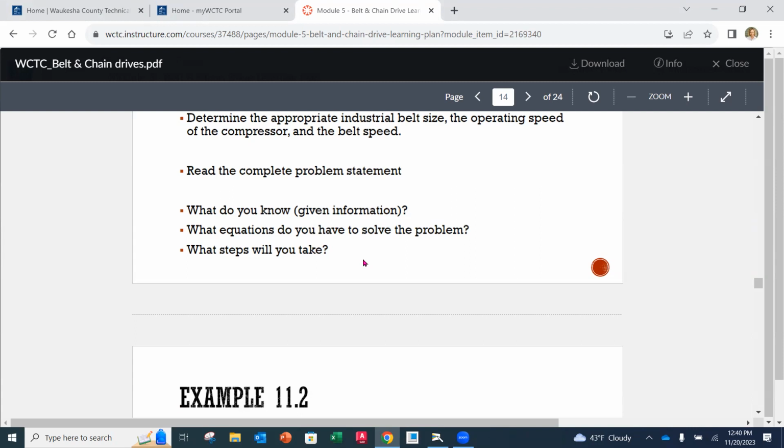And then also try to line up the variables with the 1s and the 2s, where 1s are your driver, so the motor, and the 2s will be your driven, which is going to be the compressor.